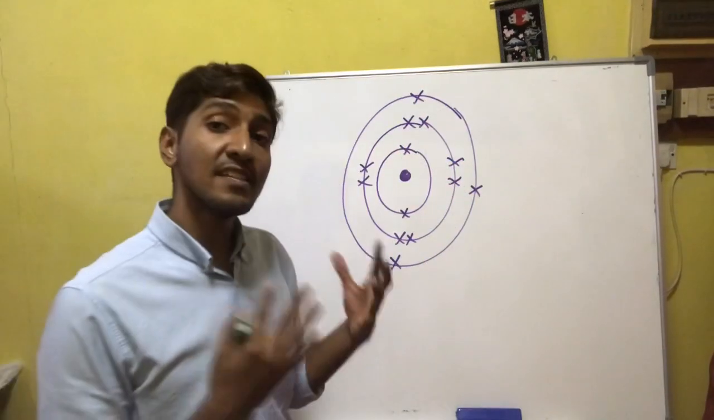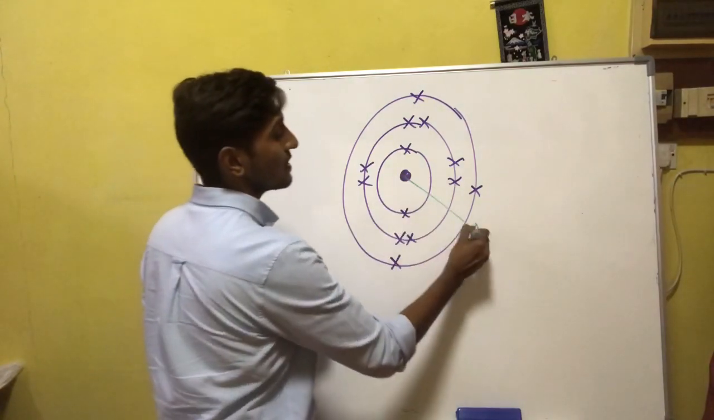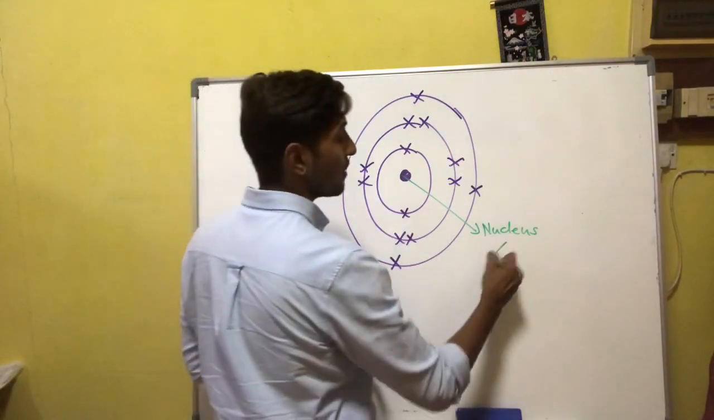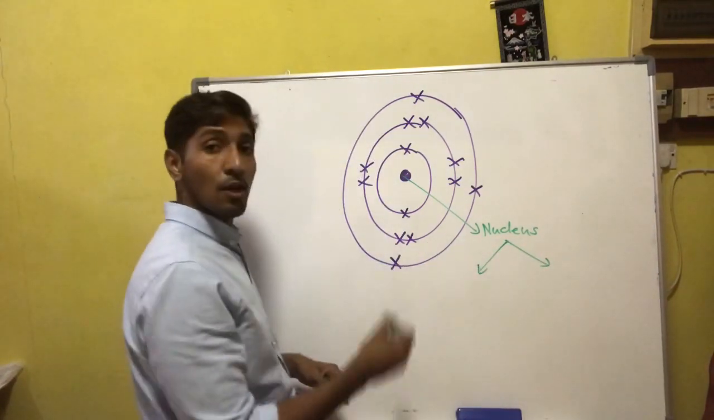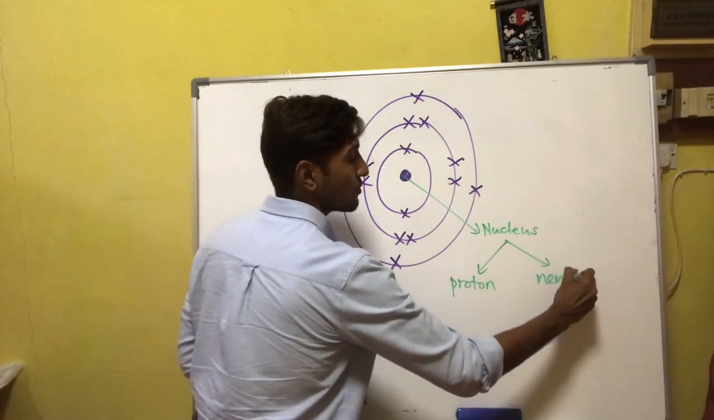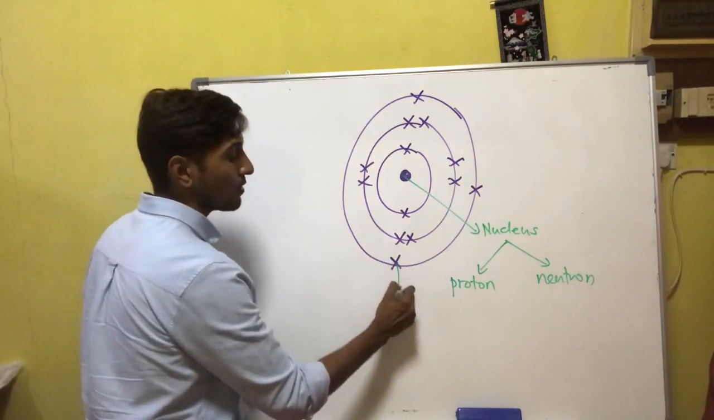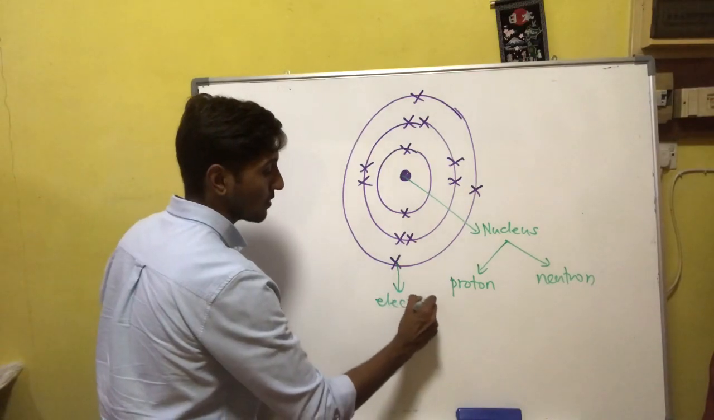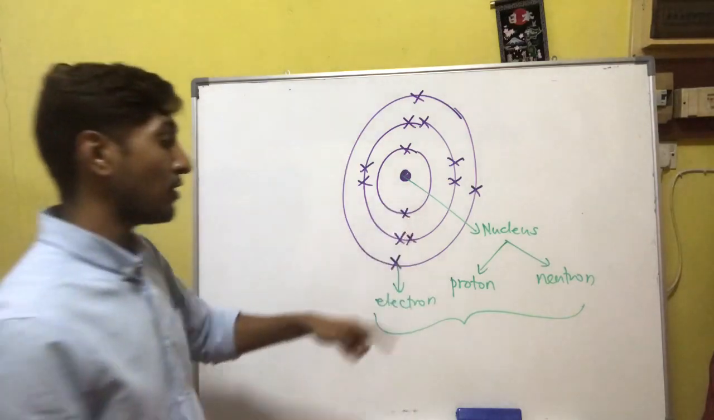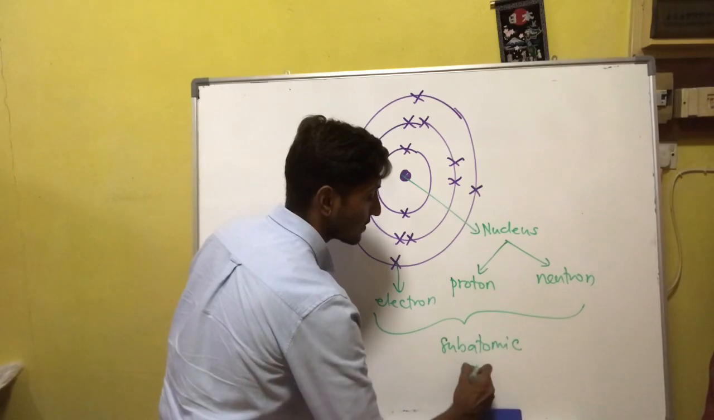Stay tuned. So this is an example of an atom. In the middle, this is what we call the nucleus. The nucleus consists of two different subatomic particles, which are proton and neutron. The one that I mark as X is what we call the electron. All three of these, electron, proton, and neutron, are what we call the subatomic particles.